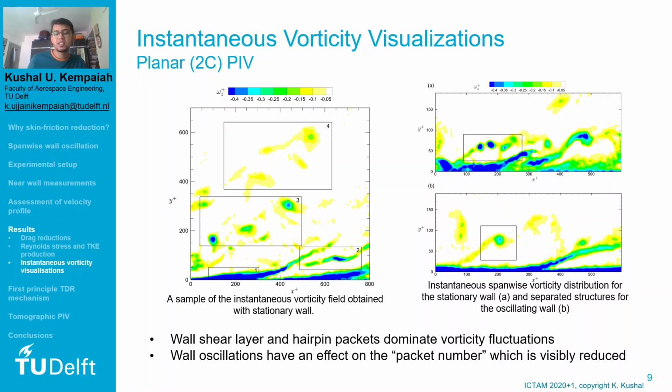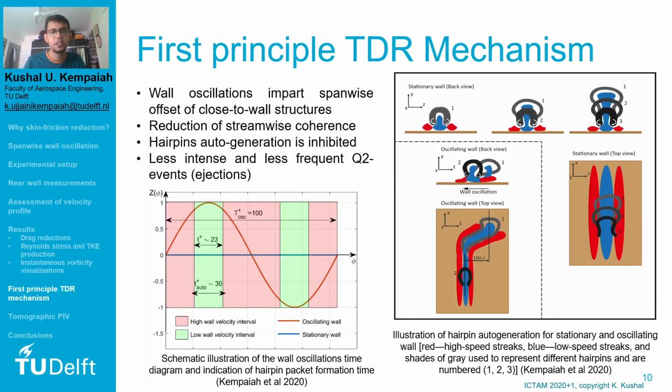So the question now was, is there a connection between the oscillating wall and the number of hairpins in a packet? With this question in mind, we proposed a first principle turbulent drag reduction mechanism for the oscillating wall. If I bring your attention to the figure at the bottom, which represents the timing diagram of the wall oscillations, the wall oscillations can be divided basically into two regions. One where the wall has high wall velocity and the other, in the green, which represents the low wall velocity.